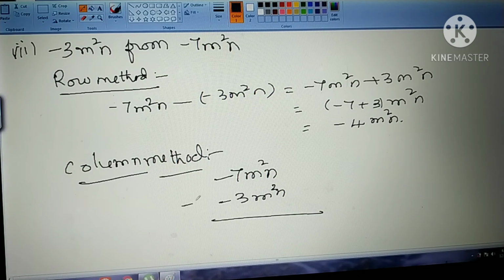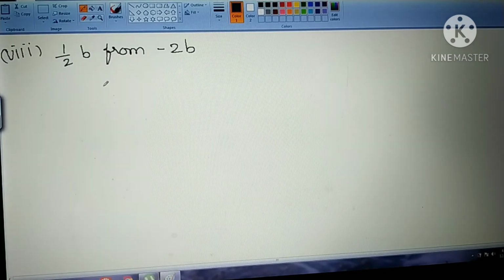Now what we have to do? Minus, subtraction, mathematical operation subtraction we are doing here. For that one, what we have to do? We have to change the sign of the last algebraic expression. Okay? So change that one. This minus will become plus. So do the subtraction process. So bigger number sign you will get here, so that is minus here. Minus 7 plus 3. What you get here? 4. Minus 4 m square n. Okay? Understood this one? So row method.